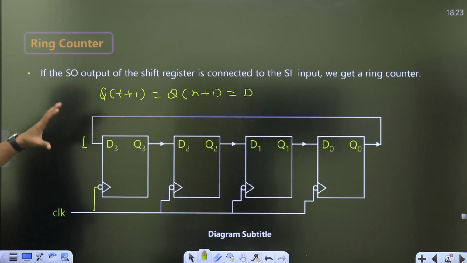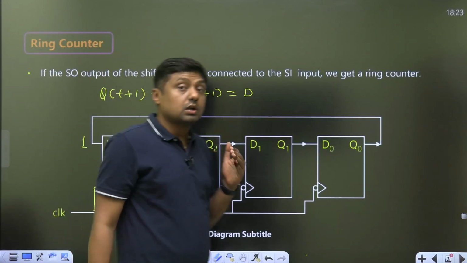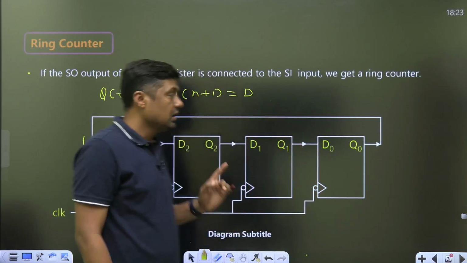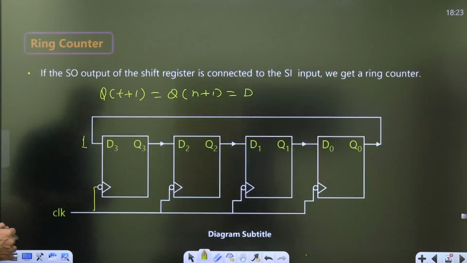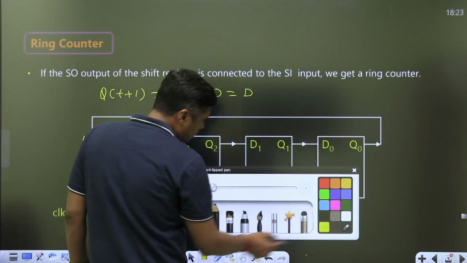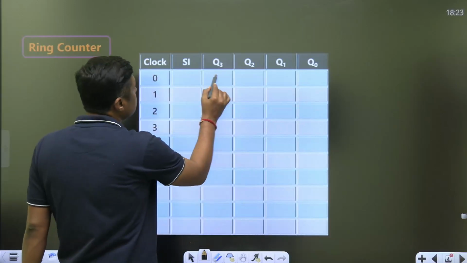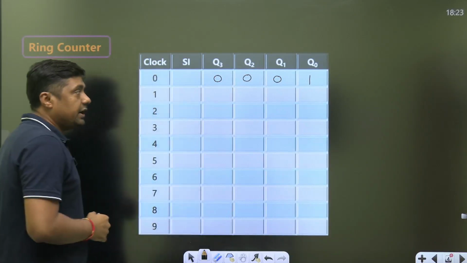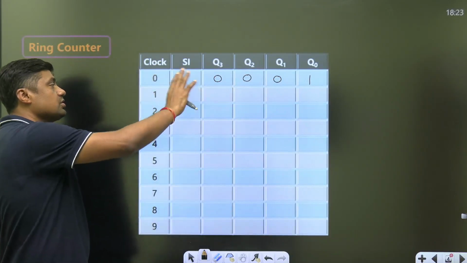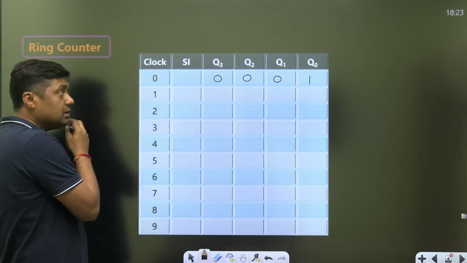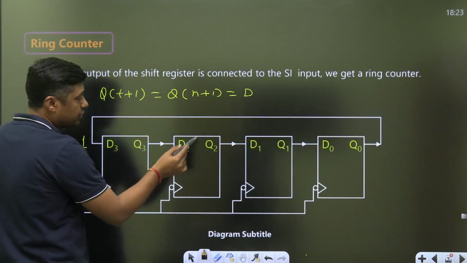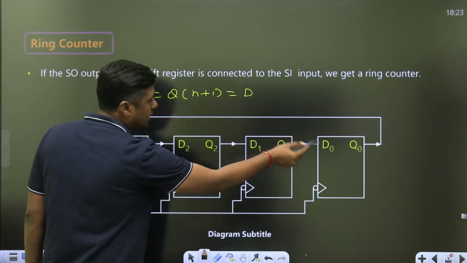Now, ring counter. First of all, we will get an idea about the different states, and then I will give you the idea about what the applications of this ring counter are. Then you can get an idea about Johnson counter. Suppose we are going to start with 0, 0, 0, 1. Let this be the first state. So Q0 will become D3, and then Q3 will become D2, Q2 will become D1, and Q1 will become D0.